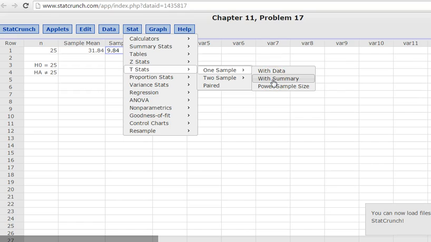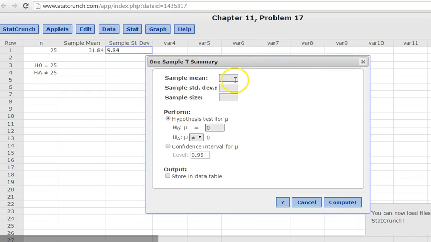We use the with summary selection because we already have our sample mean, our sample standard deviation, and our sample size. So we go to sample mean and input 31.84 in the box. We go to sample standard deviation and input 9.84 in our box. And we go to sample size of 25 and input that.